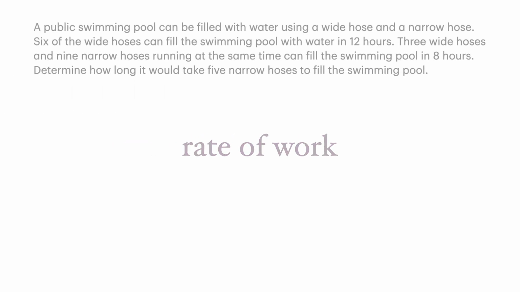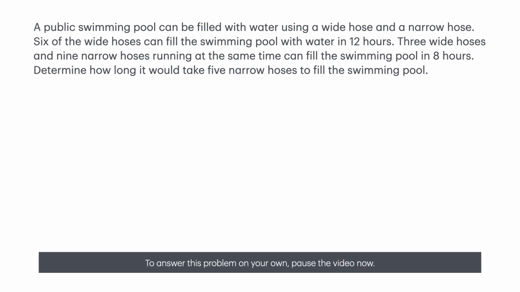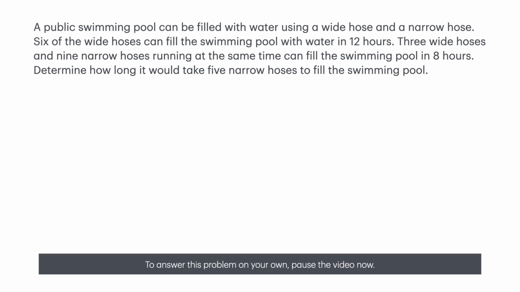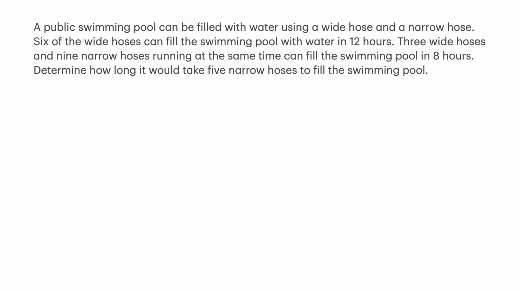Let's consider this work problem scenario. A public swimming pool can be filled with water using a wide hose and a narrow hose. 6 of the wide hoses can fill the swimming pool with water in 12 hours. 3 wide hoses and 9 narrow hoses running at the same time can fill the swimming pool in 8 hours. Determine how long it would take 5 narrow hoses to fill the swimming pool.